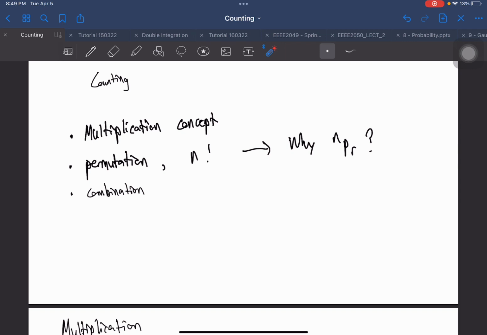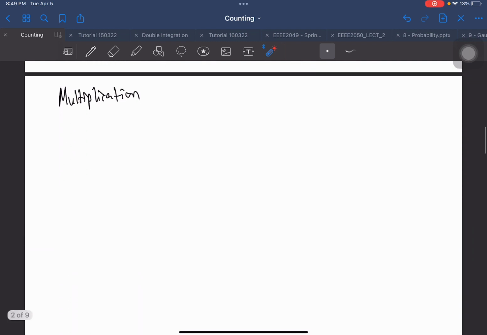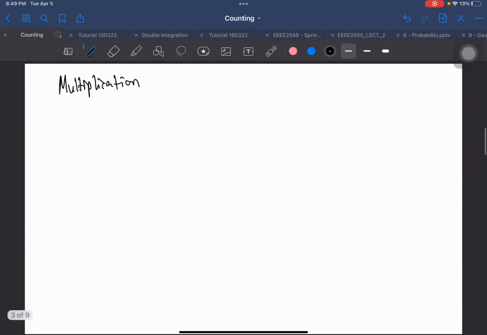Today I'm going to teach you all how to count things. So the key concepts that we will be going through are the multiplication concept, permutation concept, and combination concept. Okay, so let's first go through the multiplication concept.